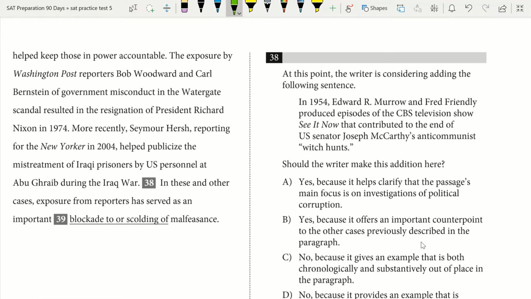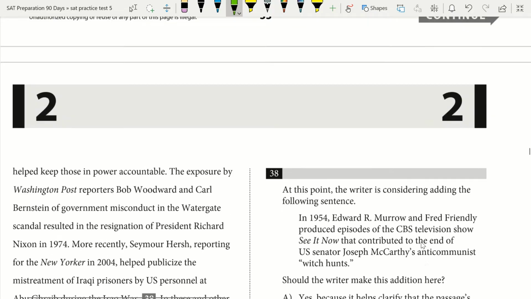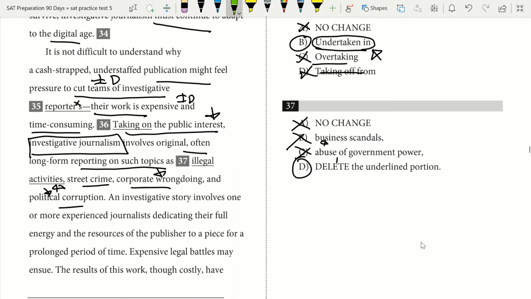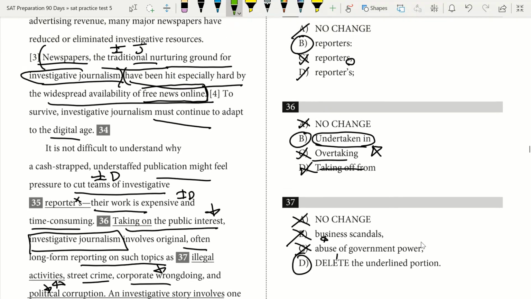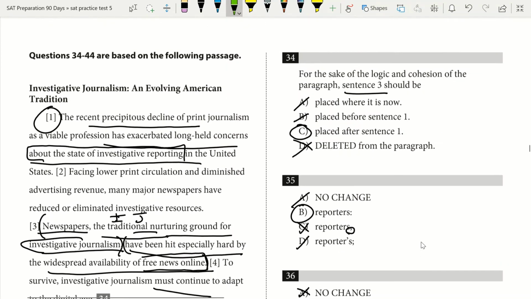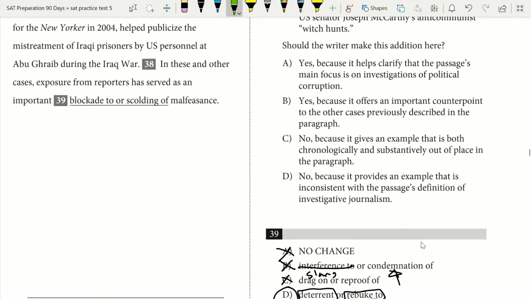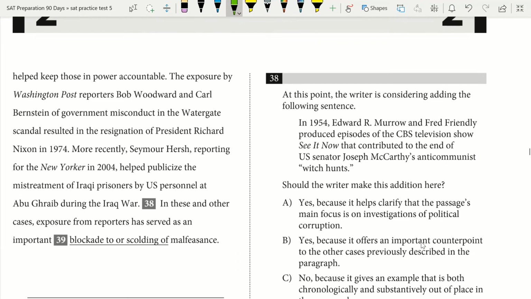This is a passage talking about, I believe, an incident dealing with, let's see, talking about work is inexpensive. Okay, so this one's the investigative journalism passage. It talks a little bit about its history as well as how it's changing now in modern times with technology. So we're talking about question 38 here, so I'll give you some context.